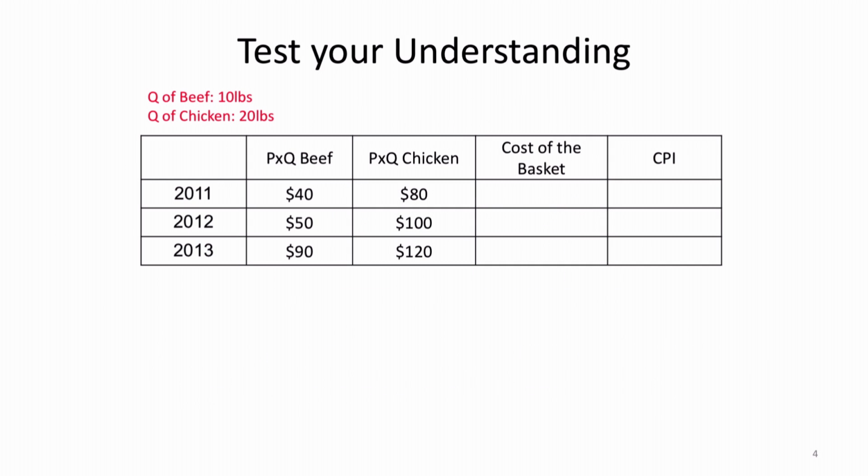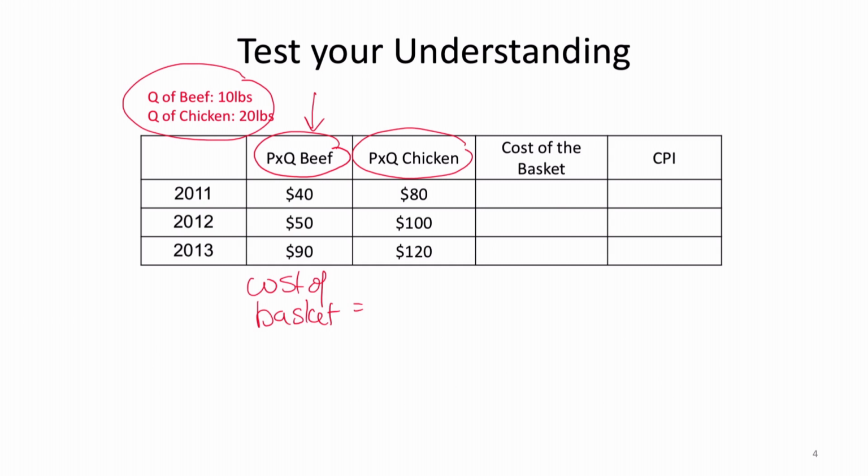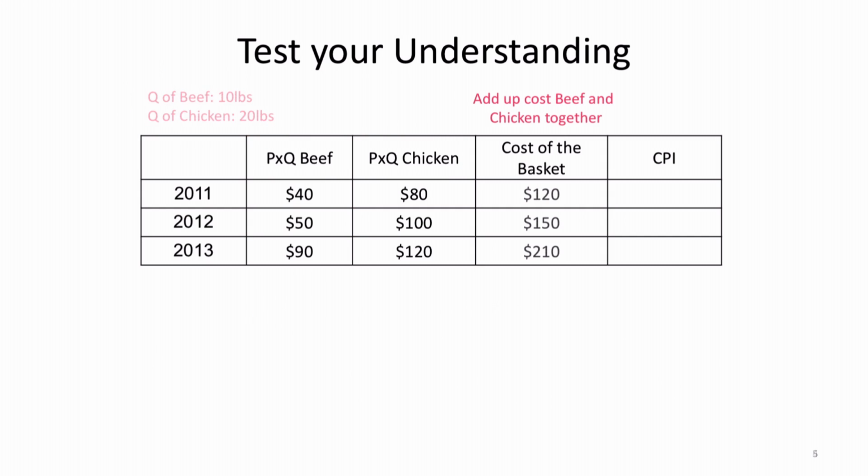So let's do the calculations. To start off with, we know that the quantities are staying constant. So we want to calculate the cost of the basket. We take the price each year that changes, multiplied by the quantity that stays constant, and the cost of the basket is going to be the sum of the cost of beef and the cost of chicken. So price times quantity for beef plus price times quantity for chicken. And when we add up these columns, that's going to give us the cost of the basket.